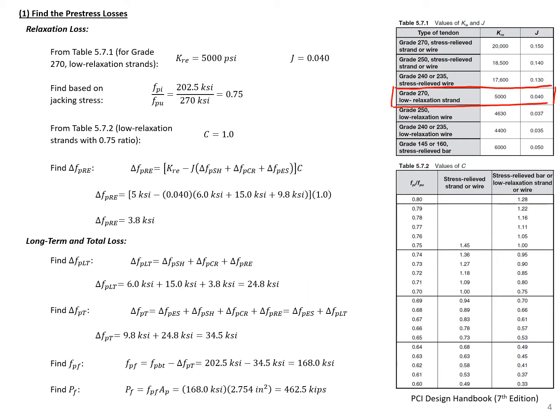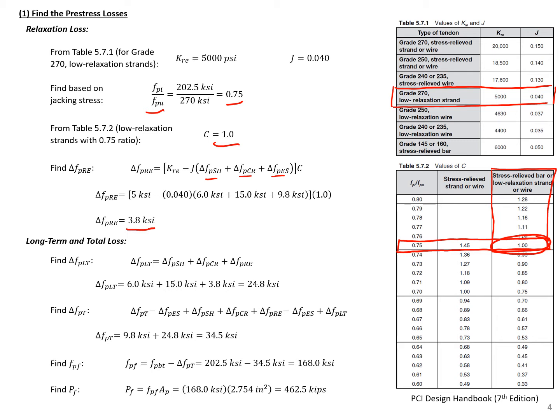Looking at our ratio of our jacking stress to the ultimate stress of the strand, we can find that ratio is equal to 0.75. So in our C table, we'll come here to 0.75, and we know we have low relaxation strands, so we'll be in this column here. So you can see we'll have a C value equal to 1. So that's where we get our C equal to 1. Plugging in our K relaxation, our J, and our C values with our shrinkage loss, creep loss, and elastic shortening loss, we can calculate our relaxation loss to be 3.8 KSI.